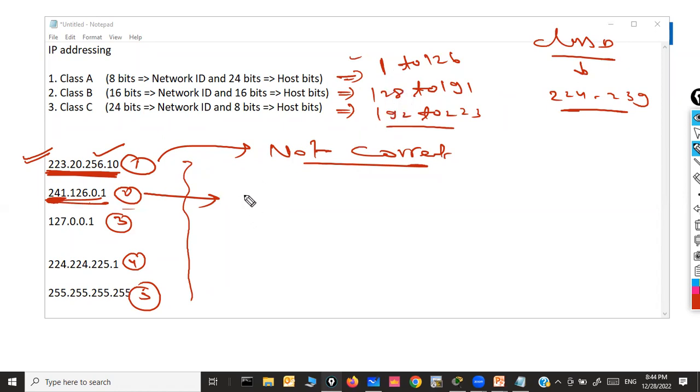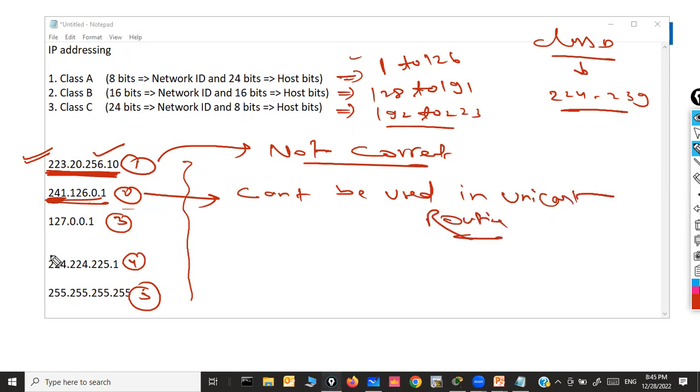So this cannot be used in unicast routing. You cannot use this address in unicast routing, so this is invalid. And this one, can we assign this IP to any computer, like 127.0.0.1? No, that is reserved. Exactly. This is reserved, and this is the loopback address.